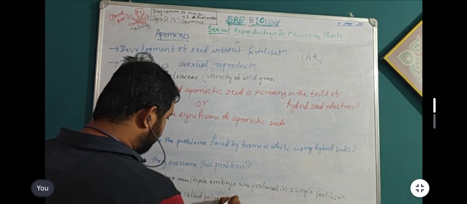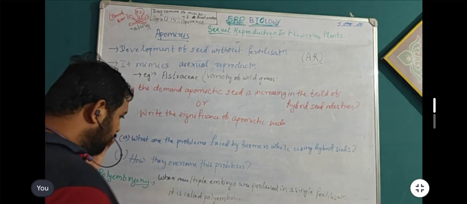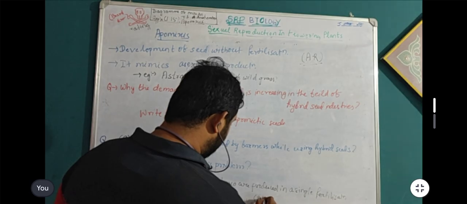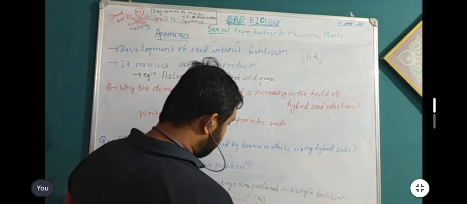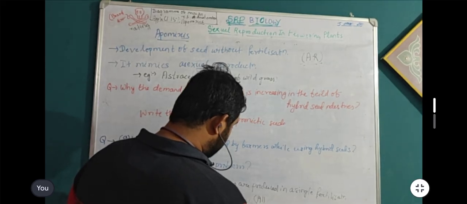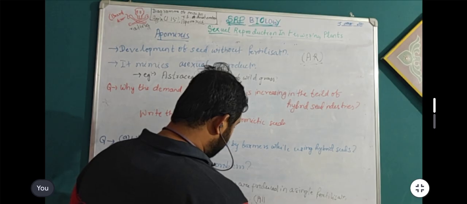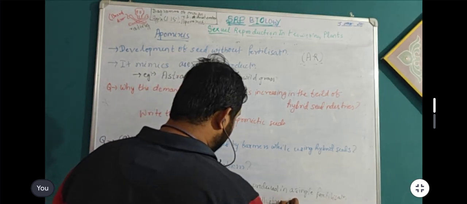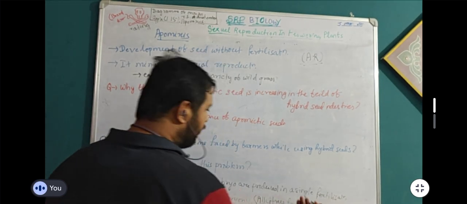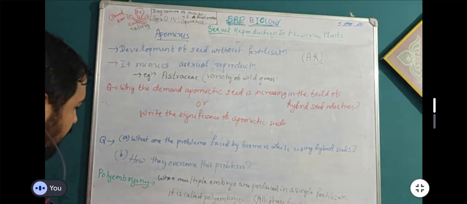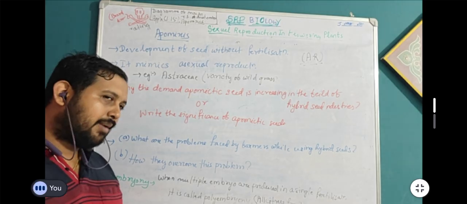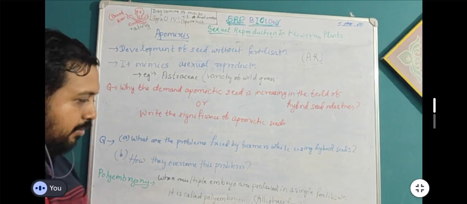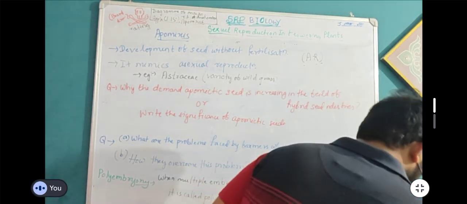Can you give me one example of polyembryony? Yes, mango can be there, and all citrus fruits. Where you find more than one seed, where does the seed come from? The seed is coming from the embryo, so there are multiple embryos. So they are examples of polyembryony. Guava, mango, all citrus fruits, lemon and everything related to lemon, they all are examples, so this is called polyembryony.